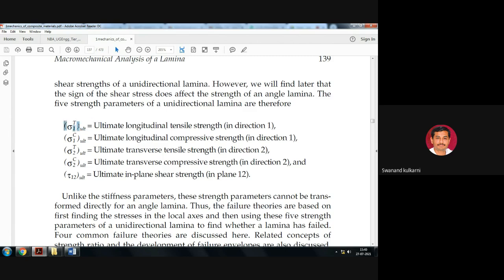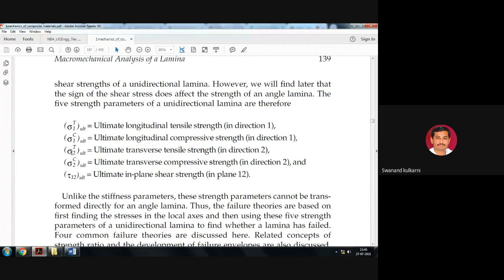So when this particular notation is used, sigma 1 raised to T, base ULT, that indicates the stress acting in direction 1 which is tensile in nature and it is the ultimate tensile strength. Similarly, if T is replaced by C, that indicates this is the compressive stress. So tensile and compressive we can understand with notation 1 and notation 2.